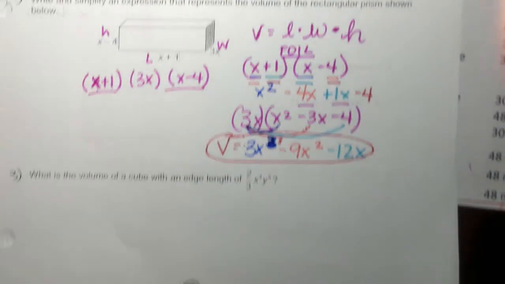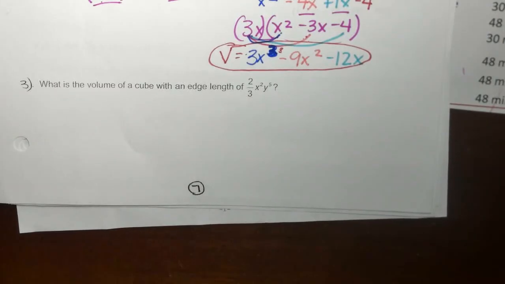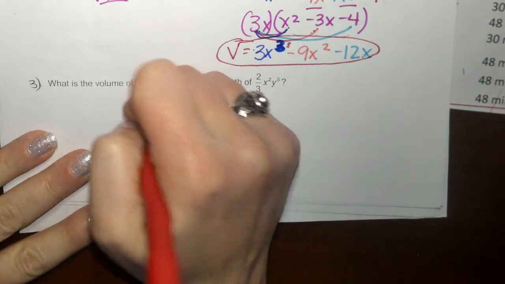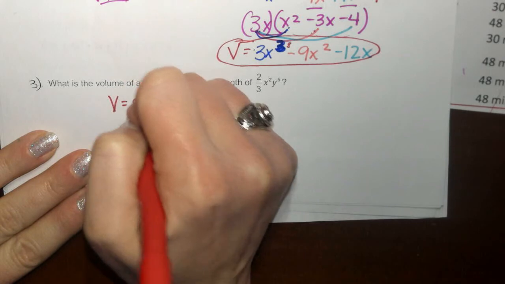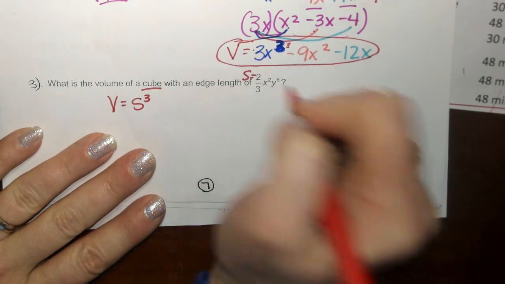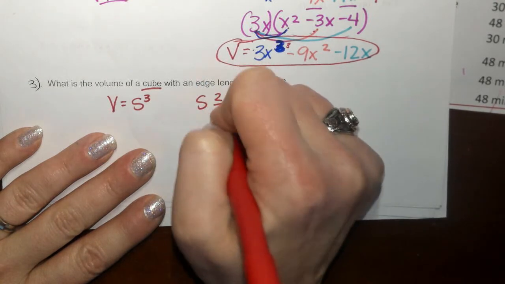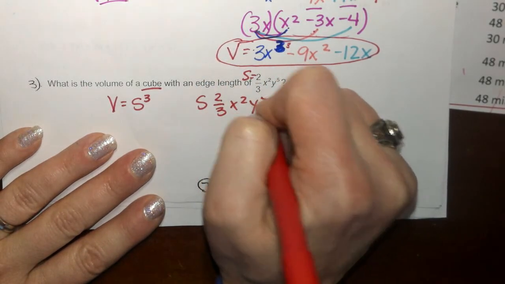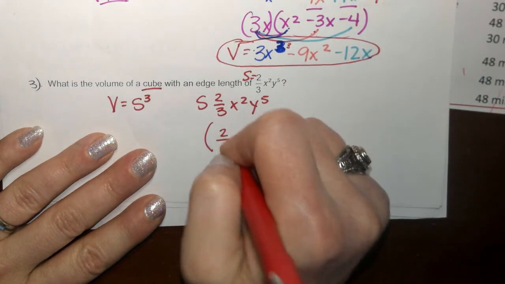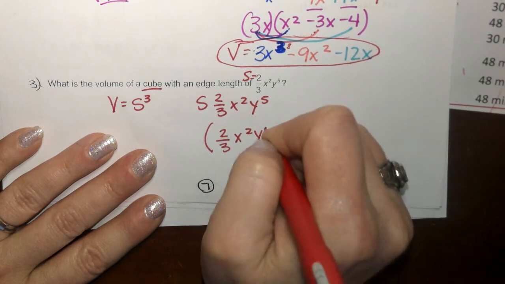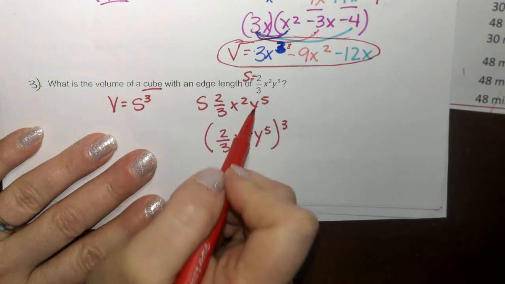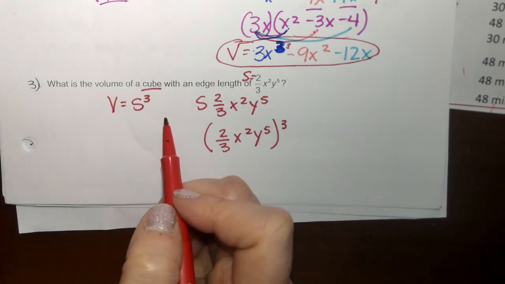All right, let's look at the bottom. What is the volume of a cube with an edge length? Okay, so a cube's volume is its side cubed. So this is one of the sides. One side is 2/3 x squared y to the fifth. So we've got to take that whole thing and put it to the third power, because that's what the volume is, the side to the third power.